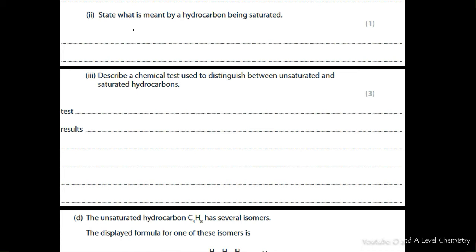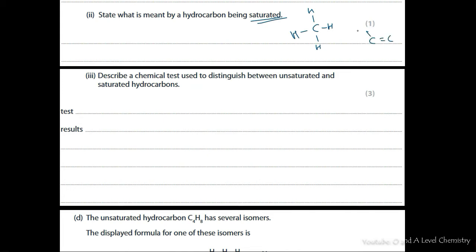State what is meant by a hydrocarbon being saturated. So alkanes are saturated. Saturated means basically you have the maximum number of different atoms attached to a carbon. So what do I mean by that? A carbon can have 4 bonds. So if it is bonding with 4 different atoms, it is saturated.